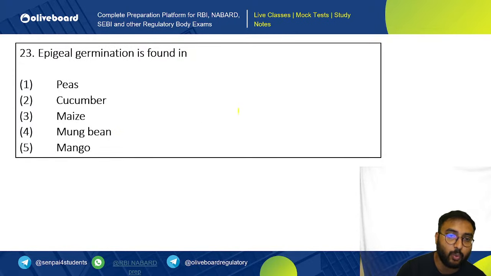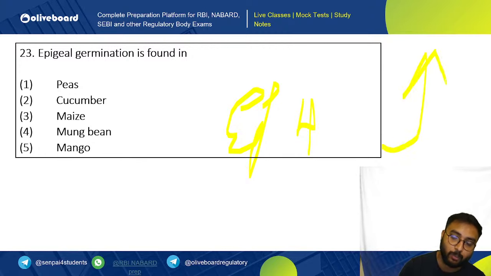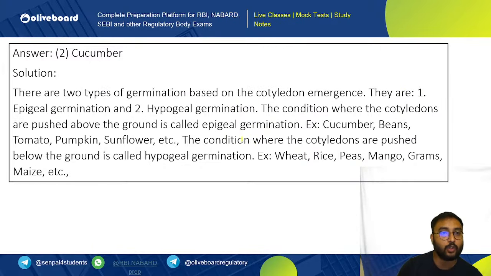Epigeal germination is found. What is epigeal germination and hypogeal germination? Epigeal germination happens when cotyledon moves in upward direction and hypogeal happens when cotyledons move in downward direction. The epigeal germination is seen in cucumber.